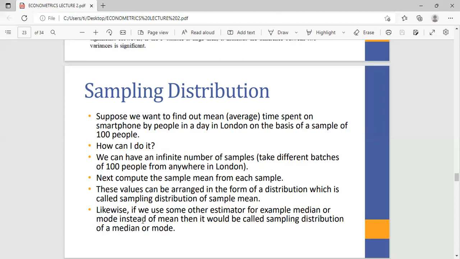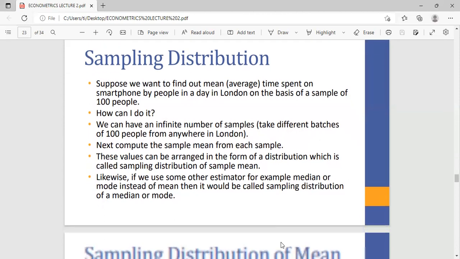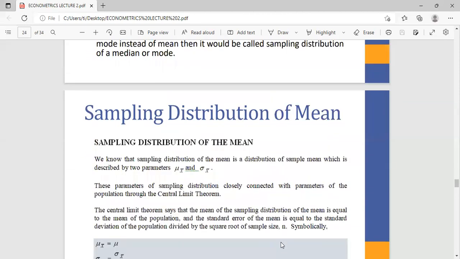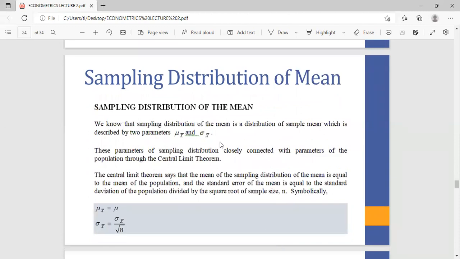Likewise, if we use some other estimator, for example, median or mode instead of mean, then it would be called the sampling distribution of a median or mode. Now, the sampling distribution of the mean is a distribution of sample means which is described by two parameters: the mean of sample means and the standard deviation of sample means. These parameters of the sampling distribution are closely connected with parameters of the population through the central limit theorem.